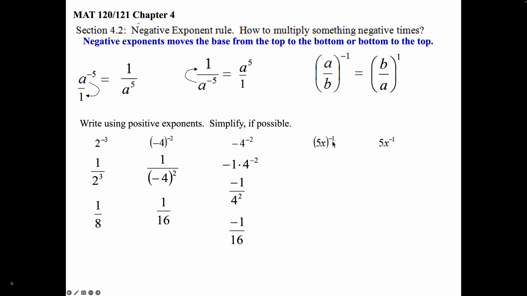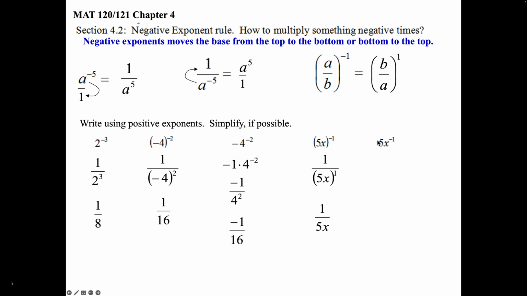5x in parentheses, all to the negative 1. 5x in the parentheses goes into the bottom. Now, if you wanted to simplify this because it's to the power of 1, we don't need the 1, we don't need the parentheses. You can write it as 1 over 5x. Is it wrong if you leave the parentheses? Absolutely not.